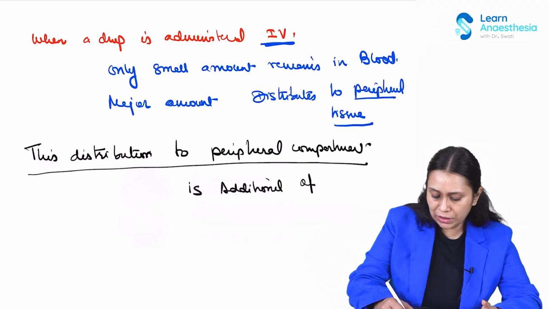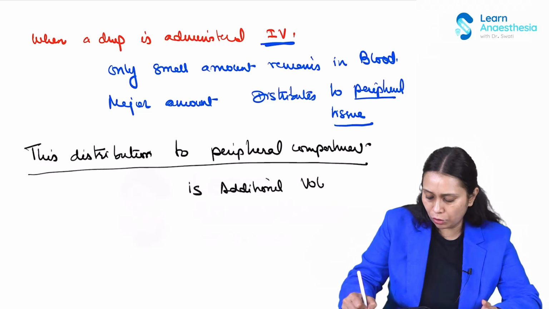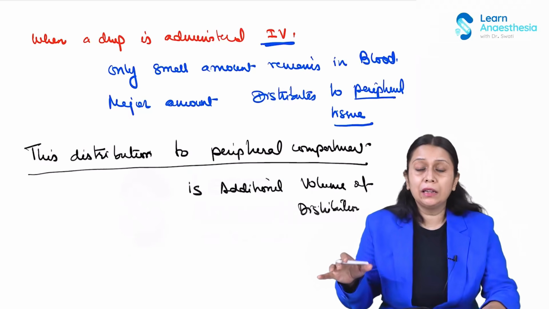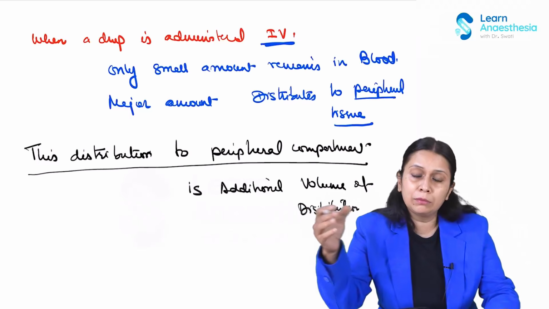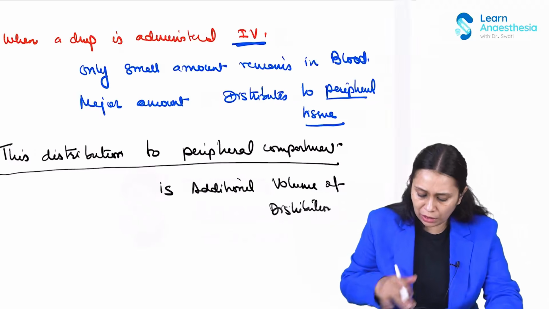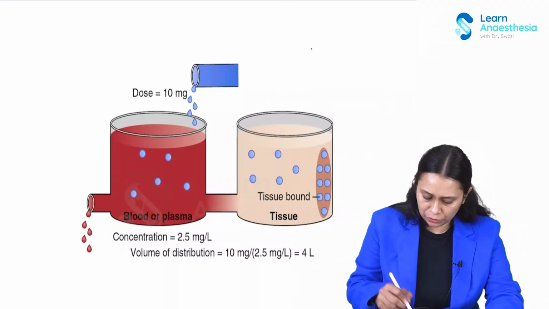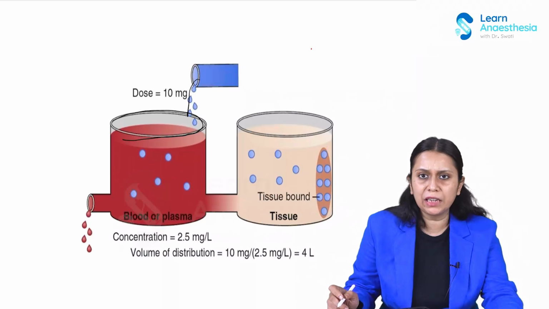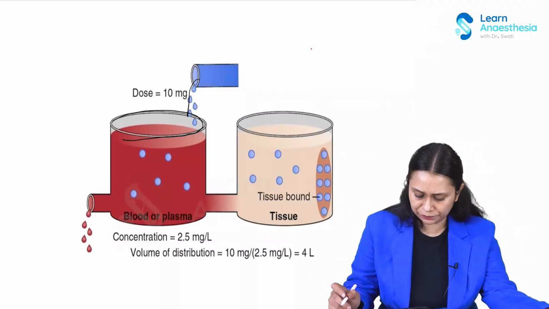So we now have to consider this additional volume of distribution, and calculate the volume of distribution by considering this additional compartment also. So what are the factors which we have to know? Let's say this is our central compartment, and I am giving a fixed dose of drug, let's say 10 milligram, in the central compartment.